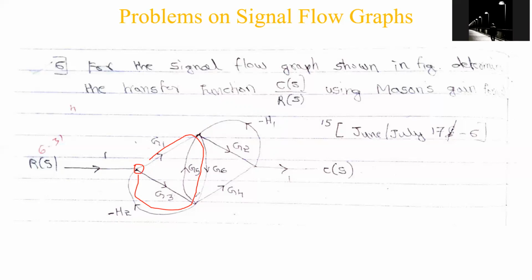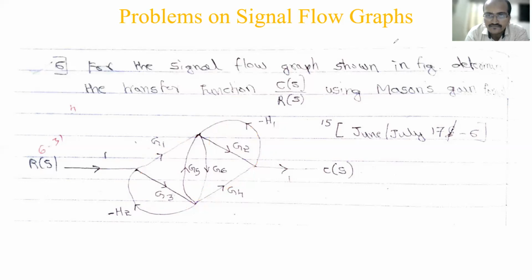Minus H1, G5. If I consider this node now, it will go to this G4 minus H1, G6, correct. Okay, so these are the other two loops. So total 5 loops. Then how many two non-touching loops are there here?